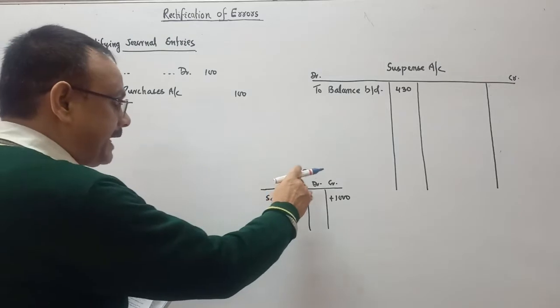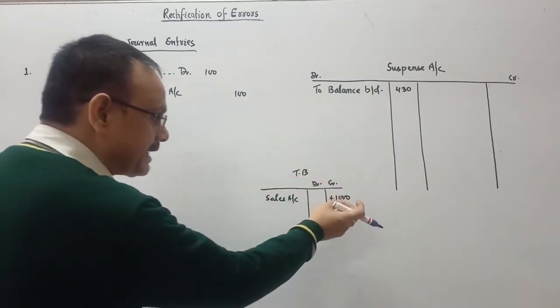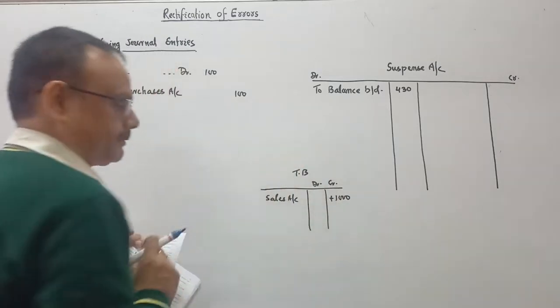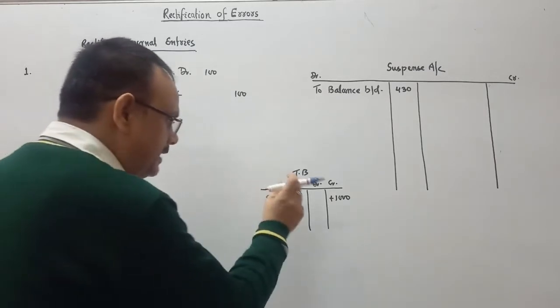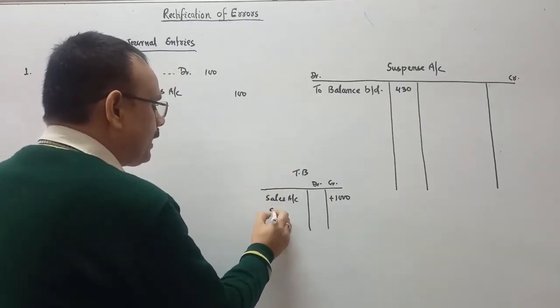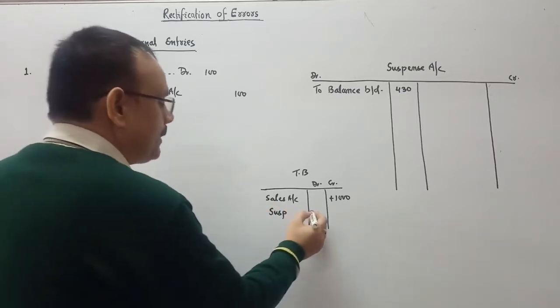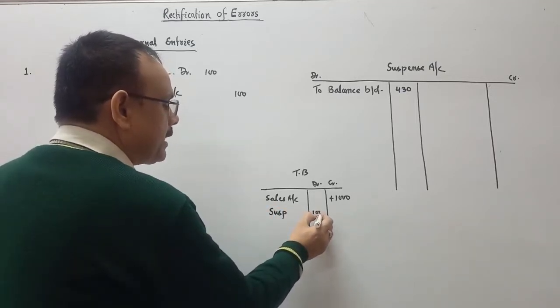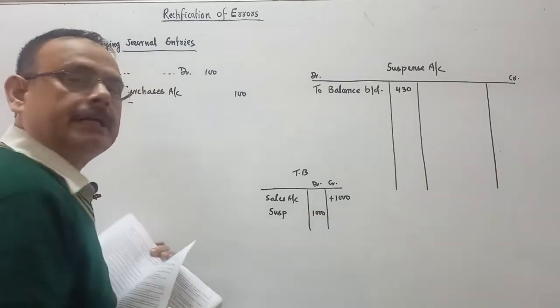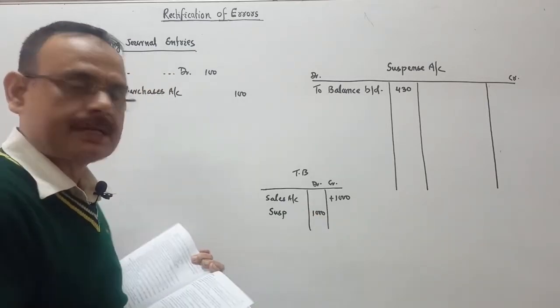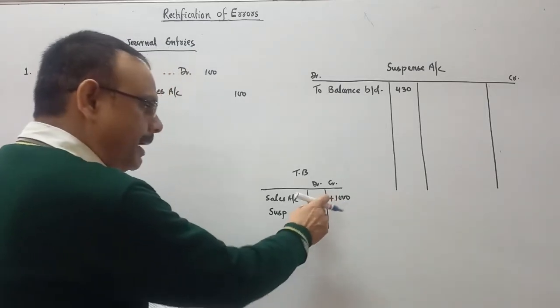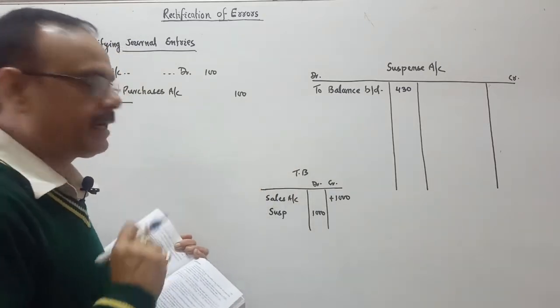So the credit side of the trial balance is in excess by rupees 1000. To neutralize this effect, what we have done is open the suspense account temporarily to match the trial balance, and for that reason the suspense account is on the debit side. We have placed the suspense account on the debit side to match the trial balance.